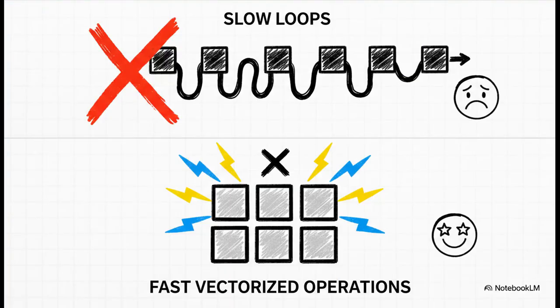This is a total game changer. See, normally in Python, you'd have to write a clunky for loop to go through each number one by one. Super slow. With NumPy, you just take the whole array and say arr times 2. That's it. NumPy then uses highly optimized, pre-compiled C code under the hood to perform that operation on every single element at once. That's how the pros do it. No loops, just pure speed.